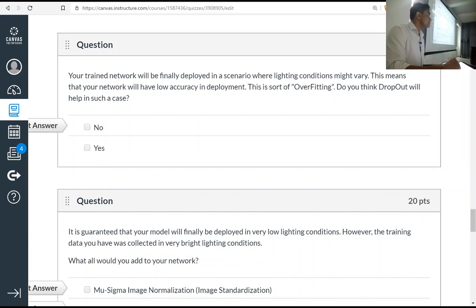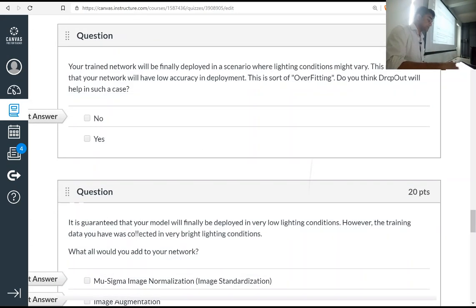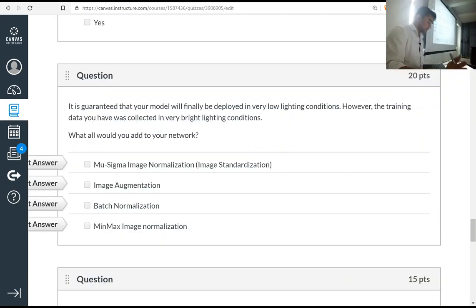In this case cutout will not help much because it's a dark image. Cutout will not help? I did not say that. I said the punching of holes is done better by cutout. Augmentation will work in this case. Yes, image augmentation is what we have to apply. You can change the brightness. It is guaranteed that your model will finally be deployed in a very low lighting condition. However, the training data you have was collected in a very bright light condition.